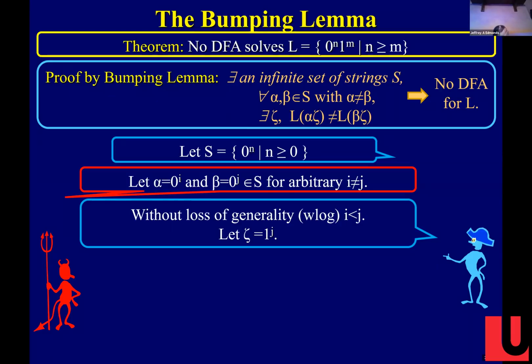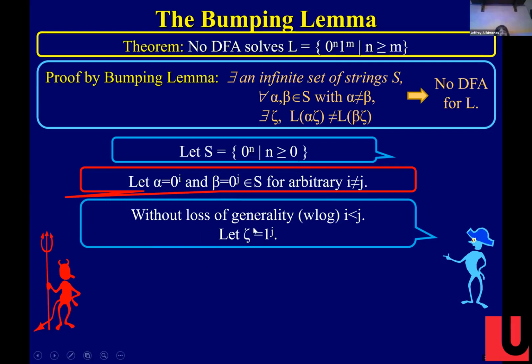Just swapping alpha and beta. So I'm saying, let's just assume it's the one way. So alpha is the small one and beta is the big one. So what do I want to do? I want to come up with, when do we say no? We say yes when the number of ones is smaller, and we say no when it's bigger.